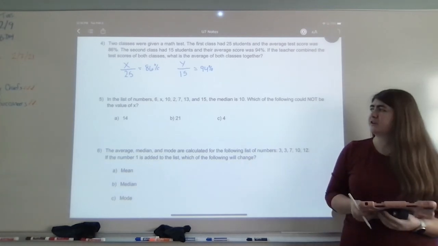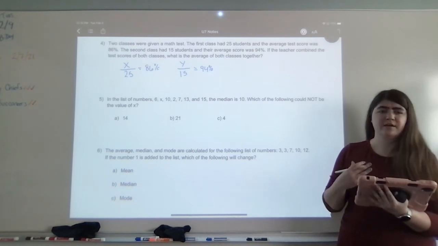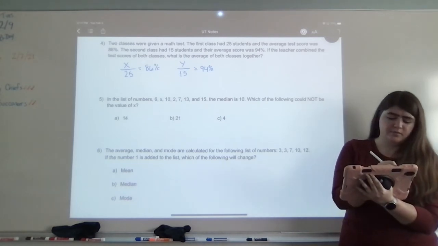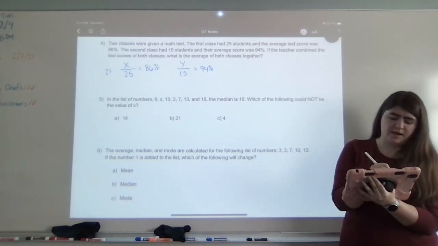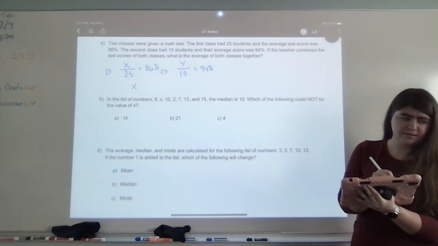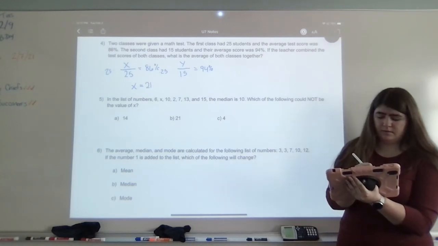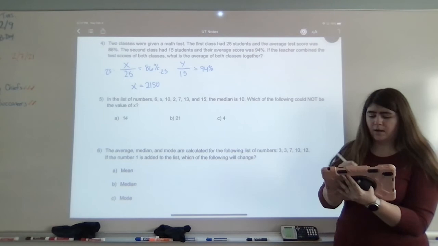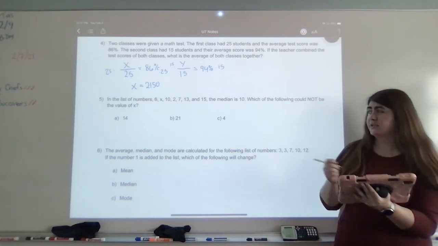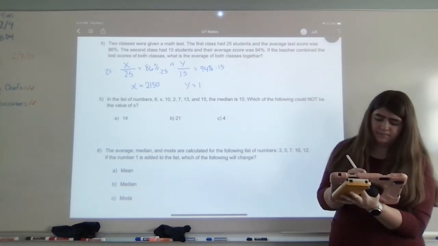So we have 25 times 86 will give us our sum of the test scores in our first class. So we're going to multiply that out. And then that means that x is equal to 2,150. And then my y, I'm going to multiply both sides by 15. So essentially we're doing 94 times 15, and that's going to give me 1,410.